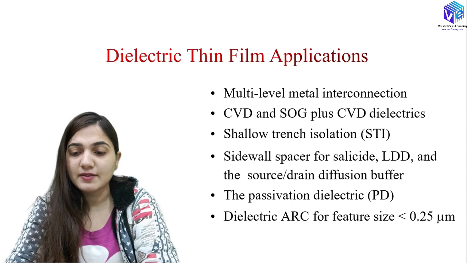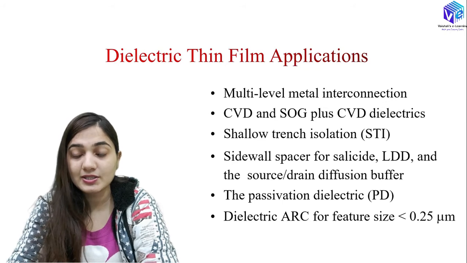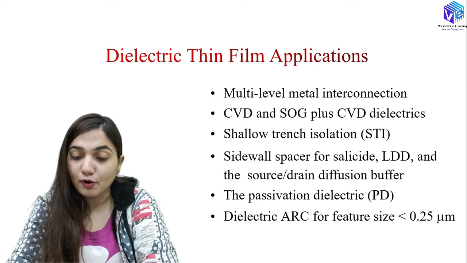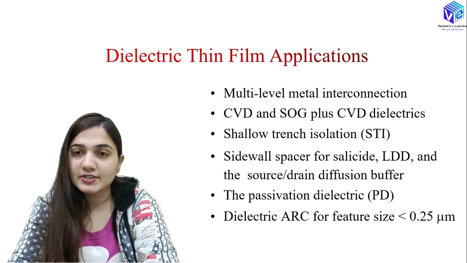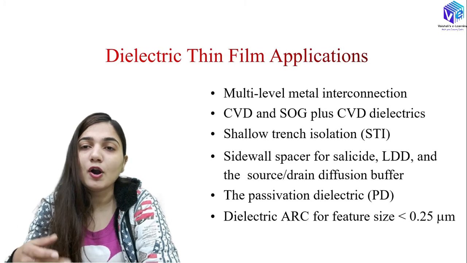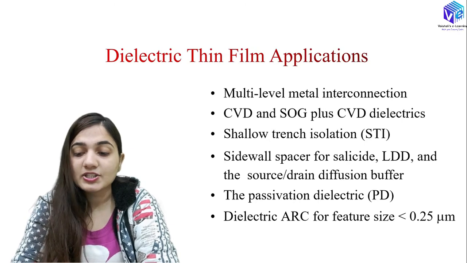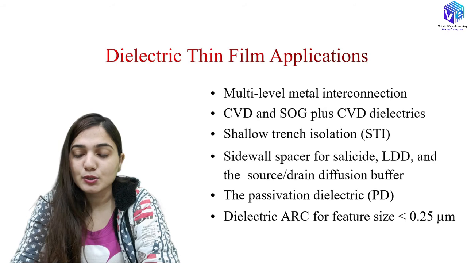Okay, we can form the CVD and SOG plus CVD dielectrics. We can form the shallow trench isolations, STIs. I am going to show all of these things with the help of a diagram as well. So we can form the side wall spacer for salicide, for lightly doped drain, and also for the source or drain diffusion buffer. We can form the passivation dielectric above the surface so that it will not be affected by the outside environment. We can form the dielectric ARC for the feature size which is less than 0.25 micrometer. I am going to show you the ARC as well.